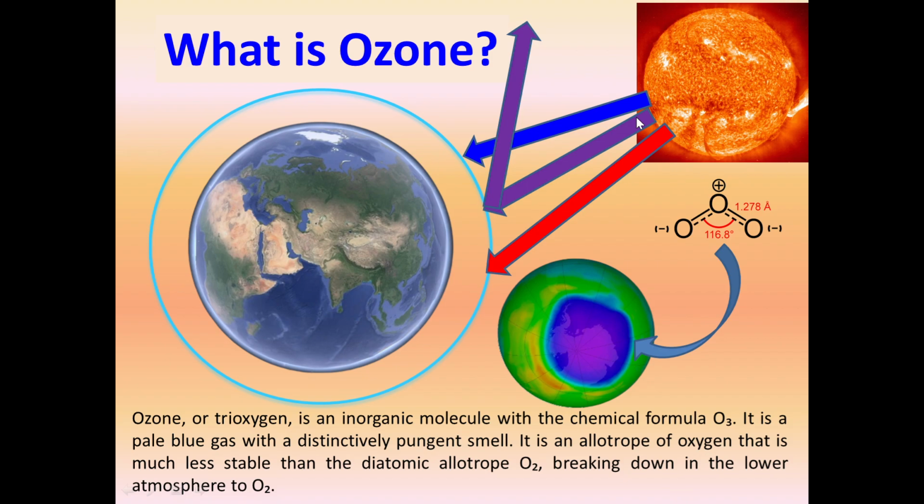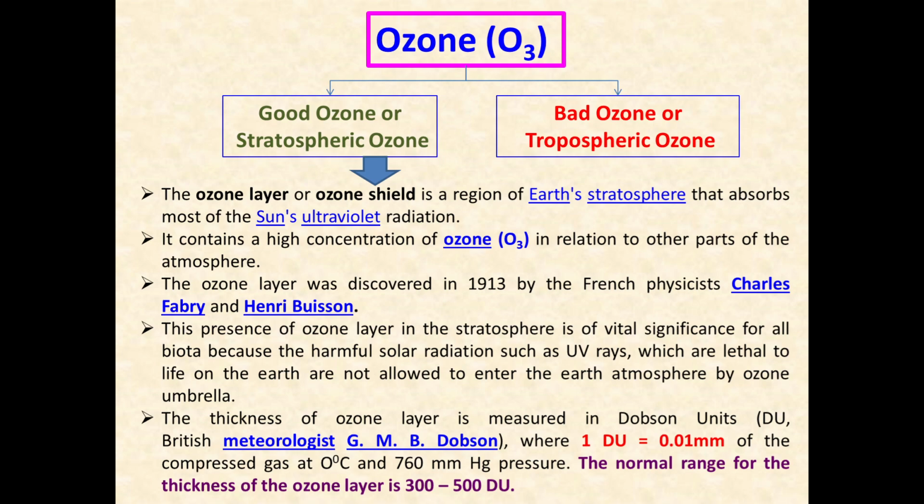So next, basically ozone is of two types. One is good ozone, or stratospheric ozone. Another is bad ozone, called tropospheric ozone. So let's discuss the good ozone. What is its importance? Why is it called good ozone? It is present in the stratospheric zone.